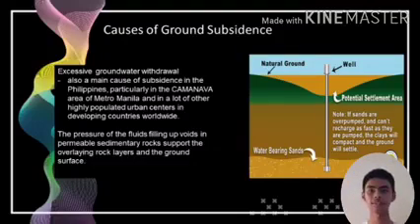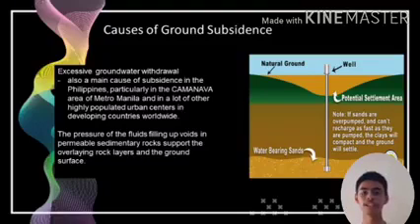Second, excessive groundwater withdrawal, also a main cause of subsidence in the Philippines, particularly in the Kamanava area of Metro Manila and in a lot of other highly populated urban centers in developing countries worldwide. The pressure of the fluids filling up voids in permeable sedimentary rocks supports the overlying rock layers and the ground surface.